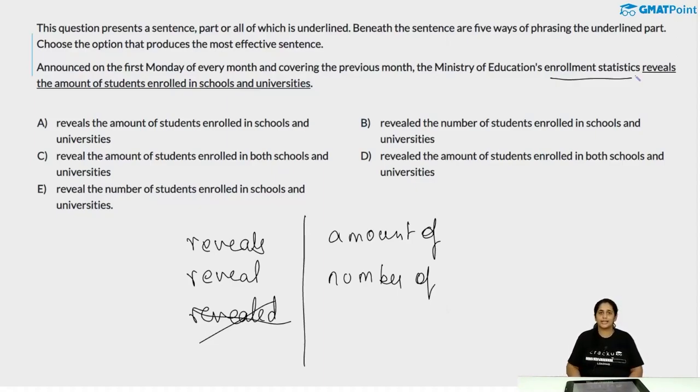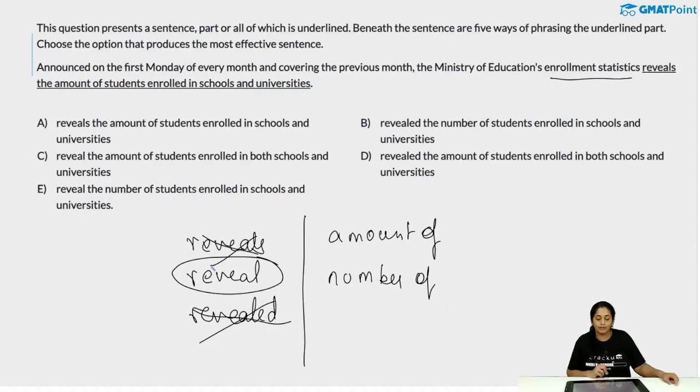Now, a bunch of numbers, enrollment statistics. If you say the statistics are clearly suggesting X, statistics is a plural noun, especially when you are saying the enrollment statistics. Announced on the first days, covering every month and covering the previous month, this together is a plural noun. So that means it should not take reveals, it should take reveal. So the correct choice to be made over here is reveal.